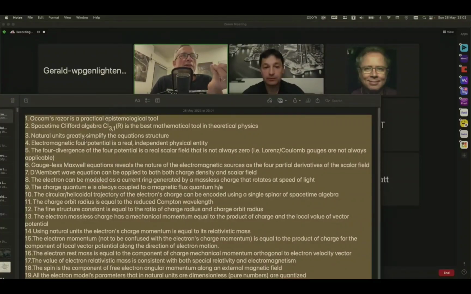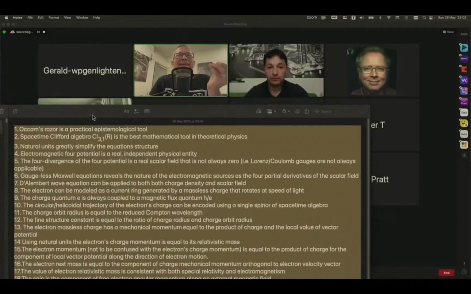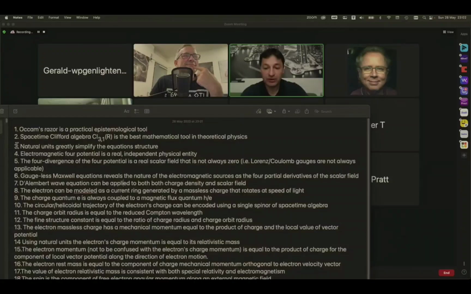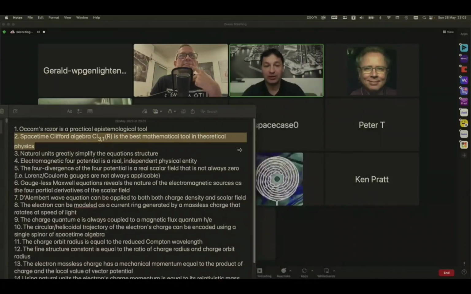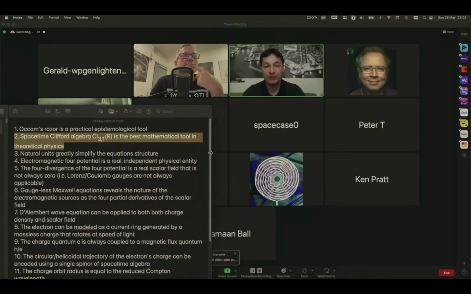He's then saying that space-time Clifford algebra CL3-1 open brackets capital R is the best mathematical tool in theoretical physics. What does that mean? Yeah, that just means that what mathematicians call this CL3-1 Clifford algebra is the geometry of space-time. So if you work with the geometry of space-time, then the mathematics naturally follows the physics.